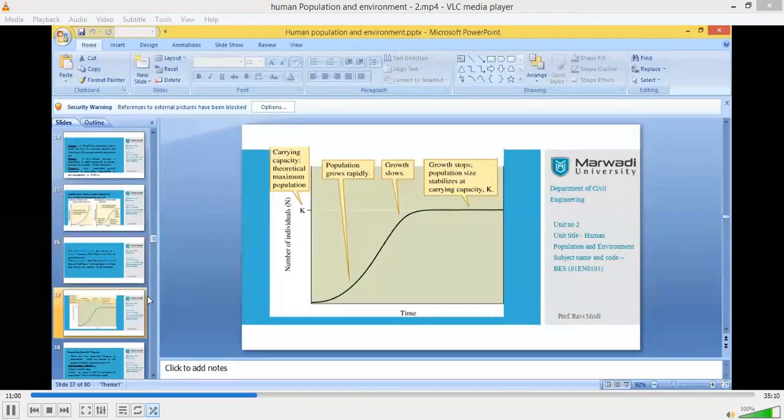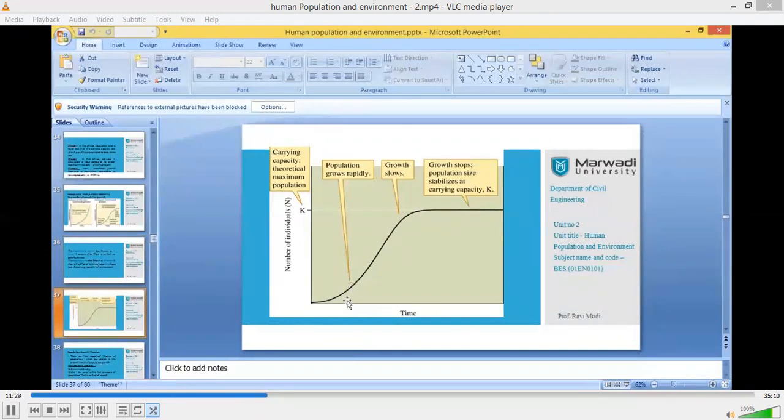You can see over here again the carrying capacity. That is basically the theoretical maximum population. Carrying capacity is just an imaginary term, or a theoretical term. You cannot fix this exact amount, but theoretically it exists. If your population size is breaching that particular mark, the carrying capacity line, then you are in trouble as an environment or as a society.